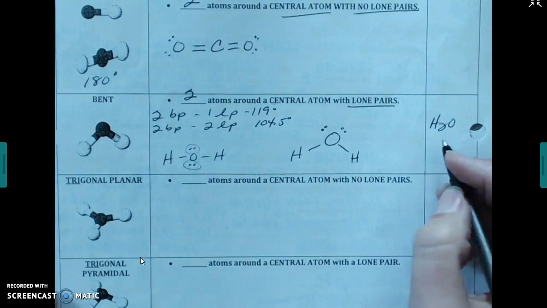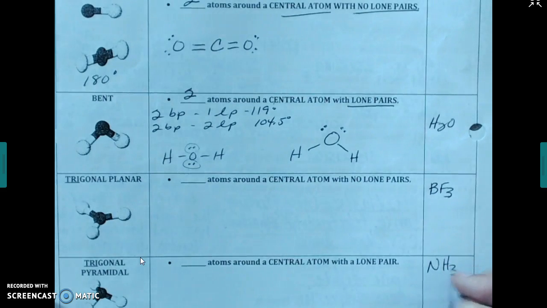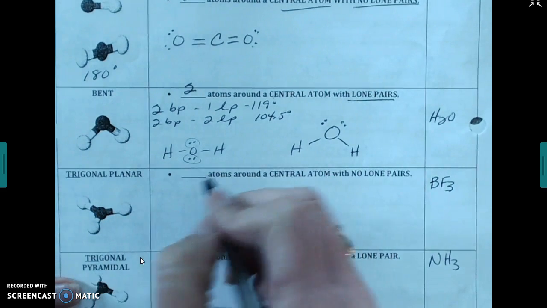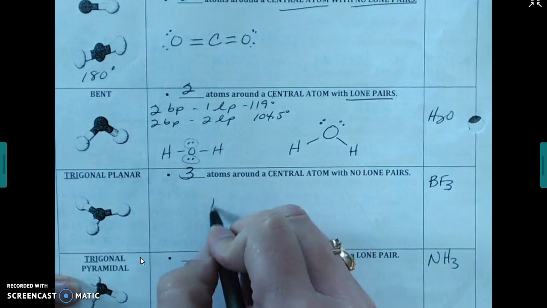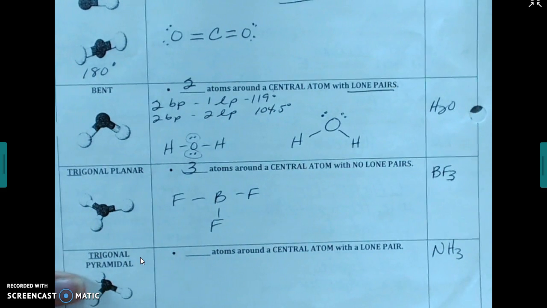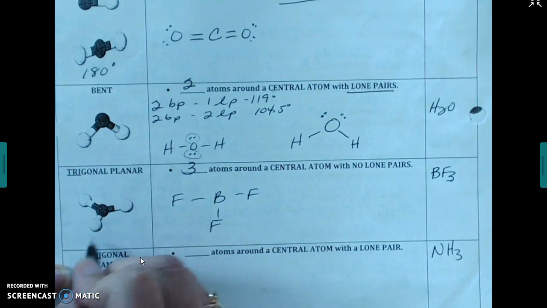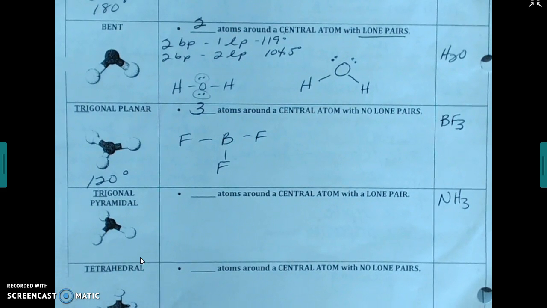Alright, trigonal planar, two examples. BF3 is one example, or ammonia is the example here. I can't remember what the other example is I use here. But we have three atoms around a central atom with no lone pairs. So boron, it's trigonal planar. And these guys have 120 degree bond angles. It's the bond angles that really tell how these guys are put together.